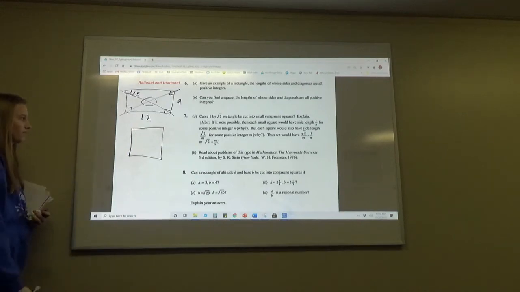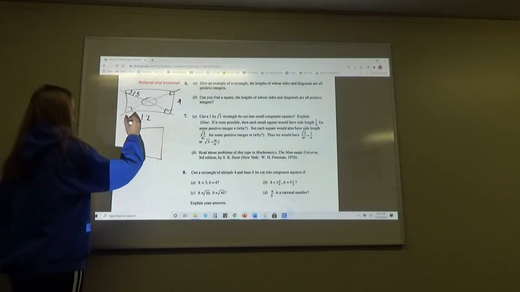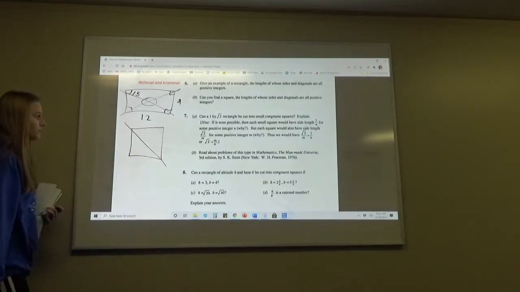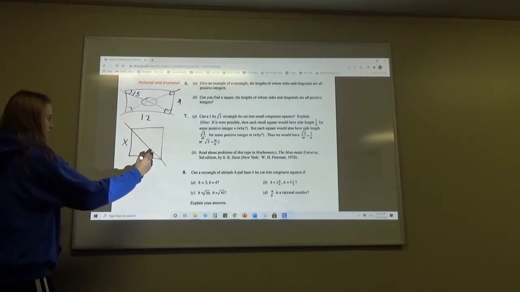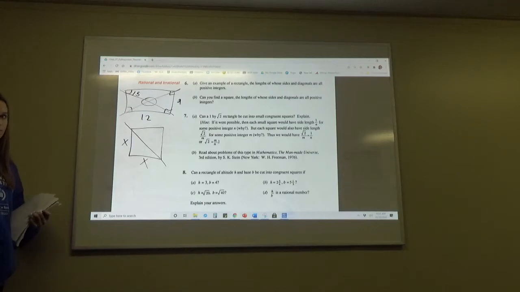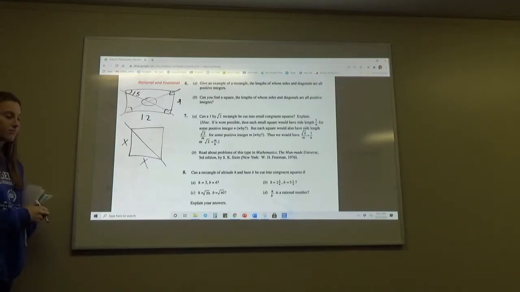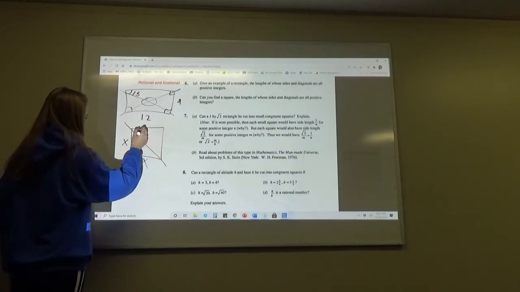Okay. Now draw the rectangle in. Draw the diagonal in. Okay, so one side is x. The other side is x. Now, when you square both of those and add them together, you'll get 2x squared, right? So the diagonal will be the square root of 2x squared.